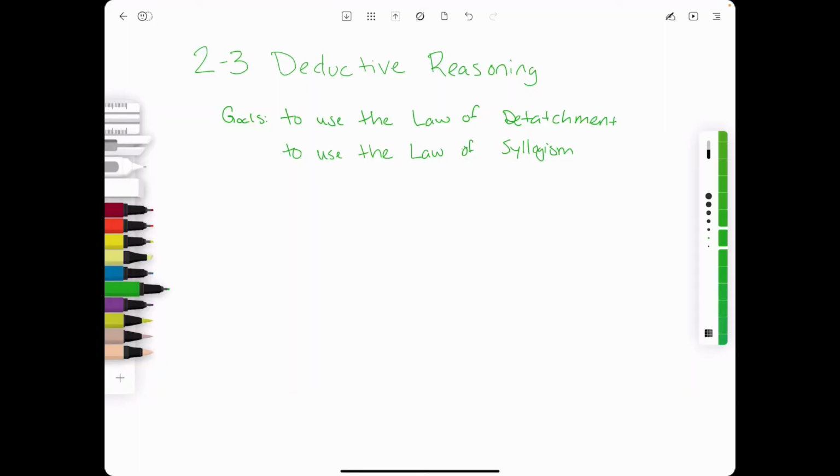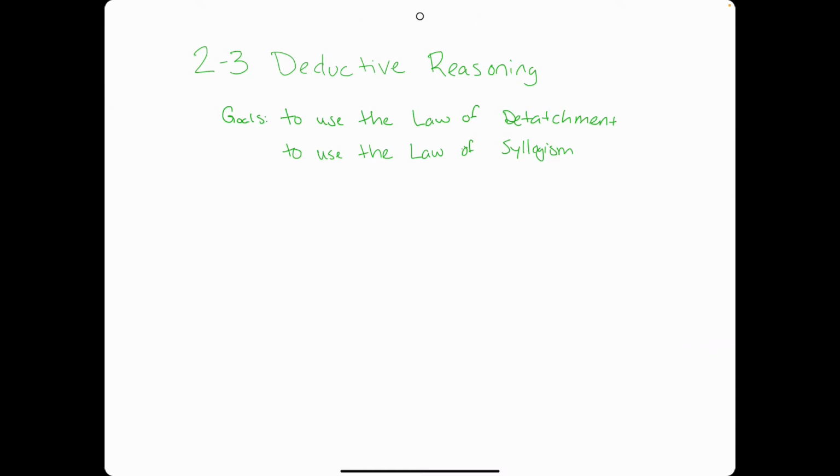Okay, here we are back in my office with my creaky chair, ready to begin section 2-3, deductive reasoning. So our goals for this section are to use the law of detachment and to use the law of syllogism, which of course we will define. Before we do, though, we need to define something else. We need to define deductive reasoning. Let me write this down for y'all.